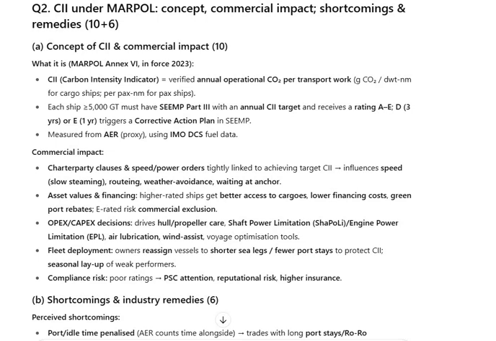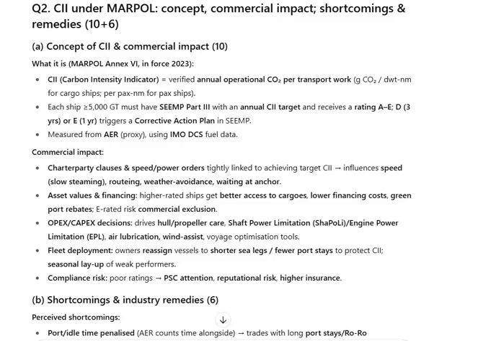Fleet deployment: owners reassign vessels to shorter sea legs and fewer port stays to protect the CII, with seasonal layup of weak performers. So there may be many layups for weak performing ships. Compliance risk: a poor rating brings PSC attention, reputational risk, and higher insurance.